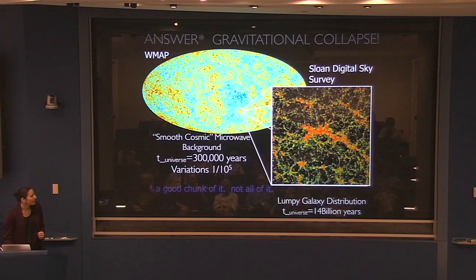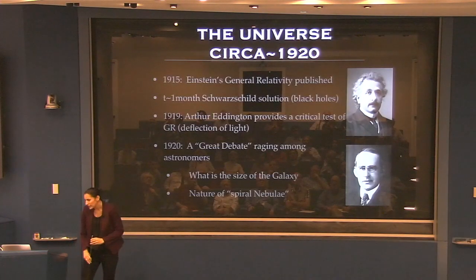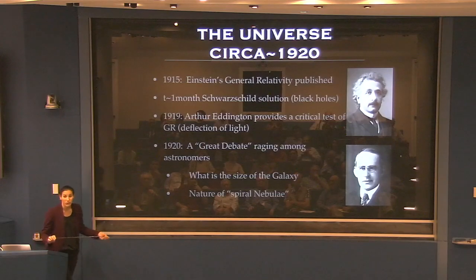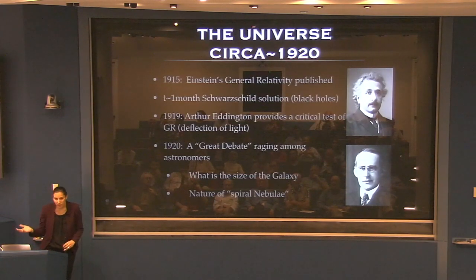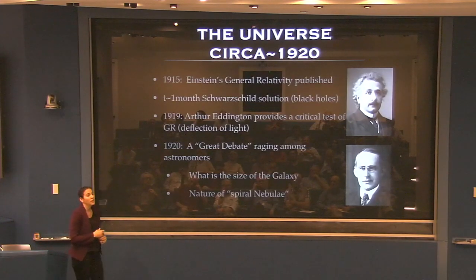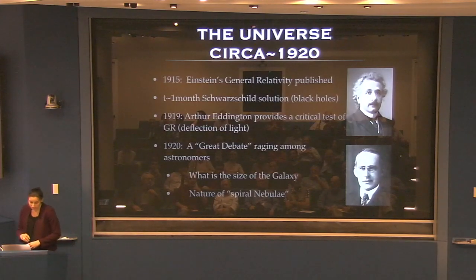This is the answer to how structure formation happens, but how did we come to this, and what does it actually mean? So going back to the 20s, what did the universe look like? Okay, so in 1915, of course, we're at the 100-year anniversary of general relativity. Einstein publishes his famous theory of gravity, and about a month later, there's a solution for these field equations. That is the Schwarzschild solution, which is essentially just a point charge solution.